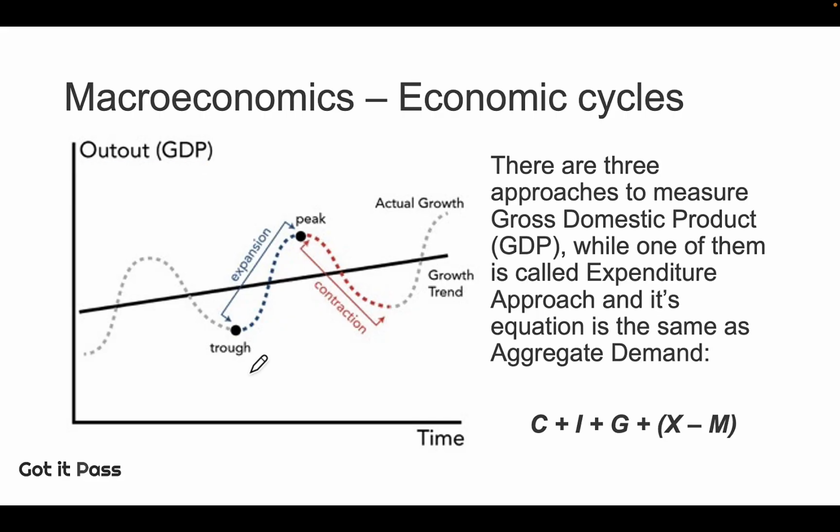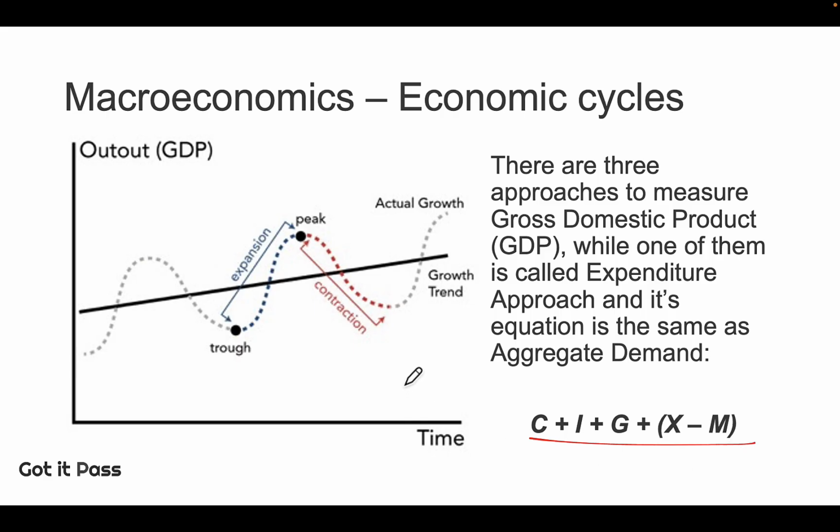There are 3 approaches to measure GDP or gross domestic product, while one of them is called expenditure approach. And the equation of expenditure approach to measure GDP is the same as aggregate demand, which is consumption plus investment plus government spending and plus the differences between export and import. And here is the equation that you should be familiarized with.